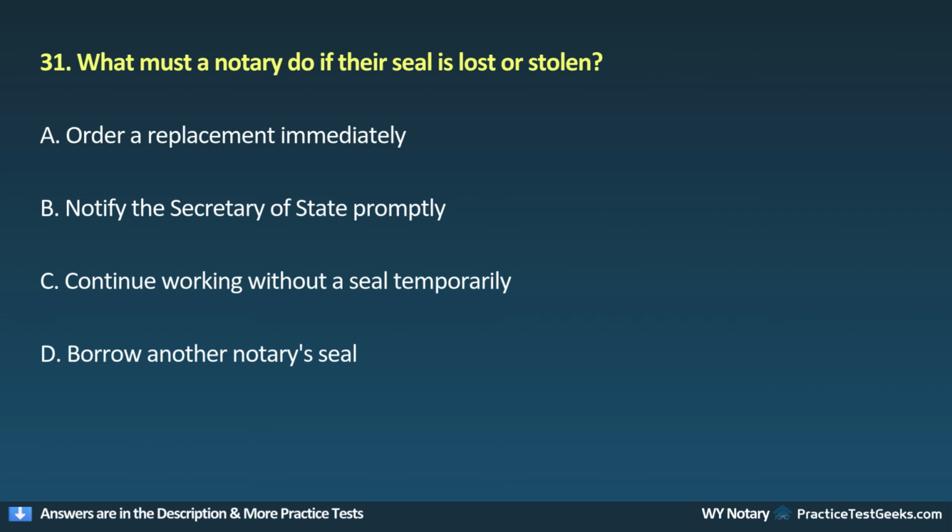31. What must a notary do if their seal is lost or stolen? A. Order a replacement immediately. B. Notify the Secretary of State promptly. C. Continue working without a seal temporarily. D. Borrow another notary's seal.